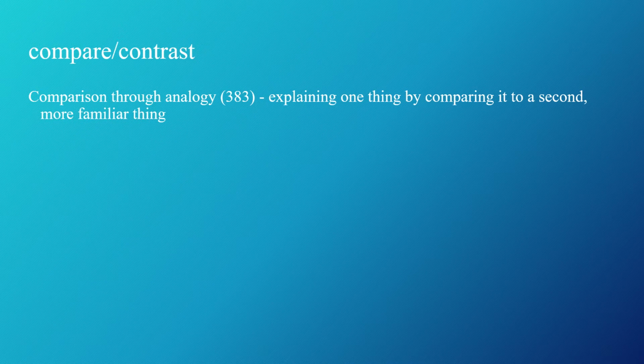Now, there are many ways to do it. There's a specific type of compare contrast called a comparison through analogy, and this is a little bit tricky, but we actually do it quite a lot. This is when you explain one thing by comparing it to a second, much more familiar thing. For example, out of the textbook, they use analogy to shed light on the nature of contemporary high schools by comparing it to a shopping mall. Dated analogy, I know, but still.